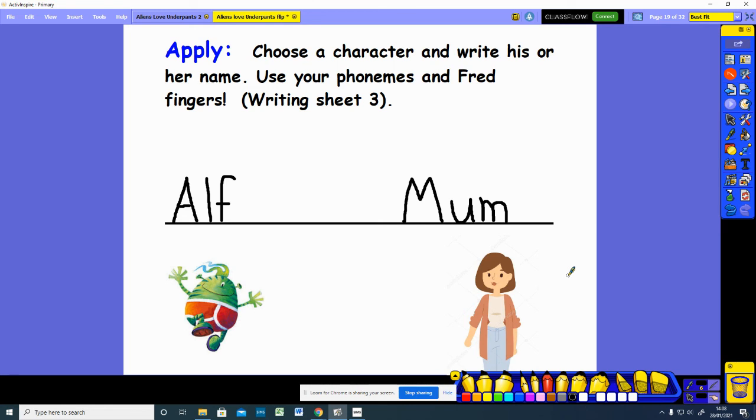What I'd like you now to do is to choose a character from our story and write his or her name. Use your phonemes and your Fred fingers. You're going to be doing that on writing sheet 3 in your pack. You can also draw a picture of the character that you have chosen. Good luck with that. Goodbye.